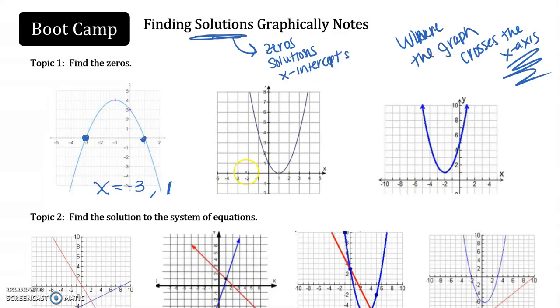For this one, my graph doesn't really cross, but it touches the x-axis here at x equals 1. Well, that counts as a solution. It would be x equals 1. This graph never crosses the x-axis. So this graph would have no solution, or an empty set.